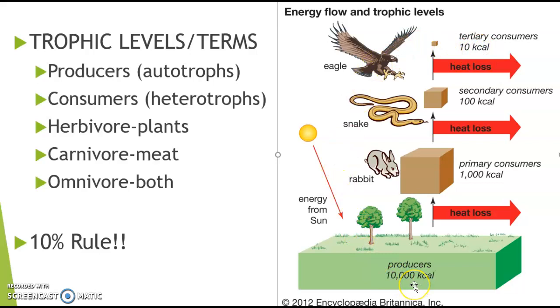So you'll note that that number drops pretty drastically. And it drops because a lot of that energy is being lost as heat, or it's just being used by the organism for its daily life processes. So that's why only 10% of the initial energy gets moved on. So 10,000, 1,000, 100 to 10. So as you move up, the amount of initial energy drops pretty significantly. That's called the 10% rule.